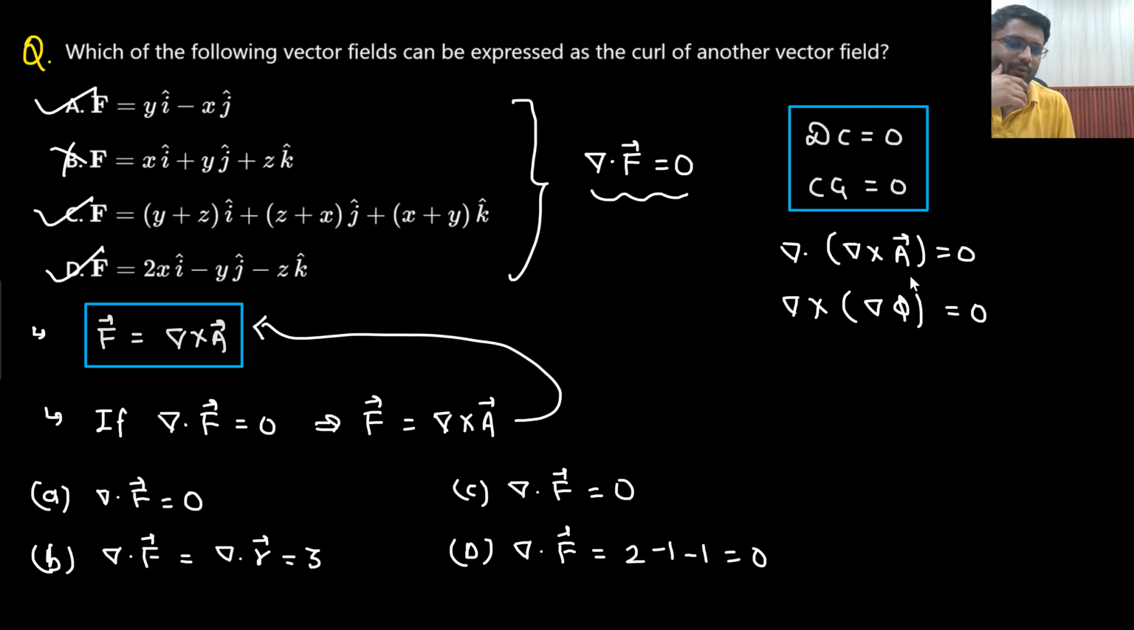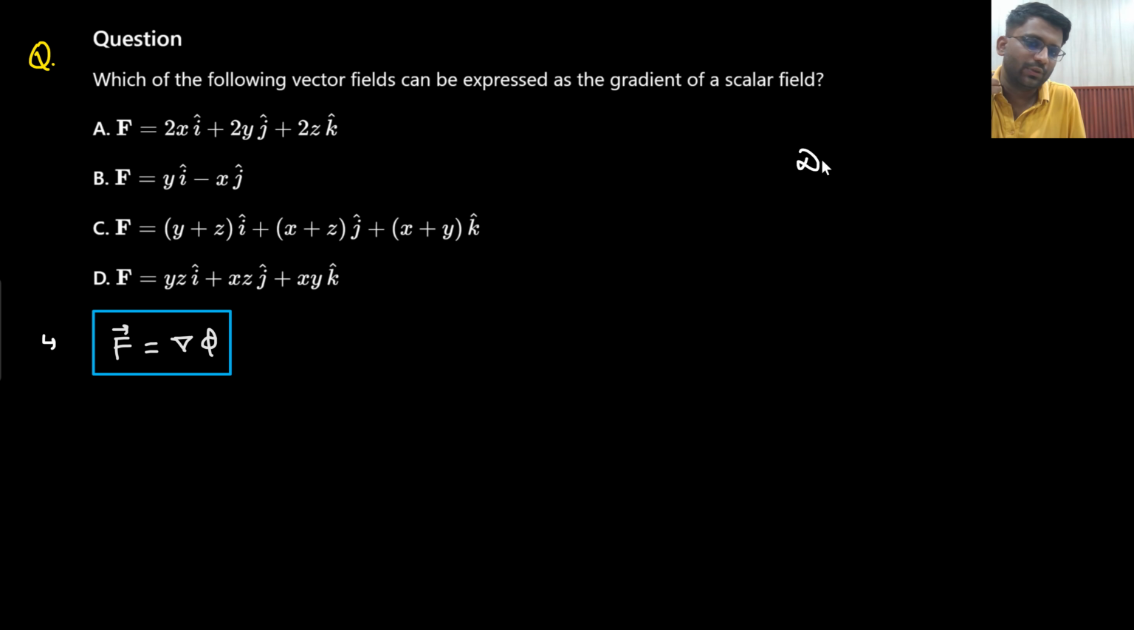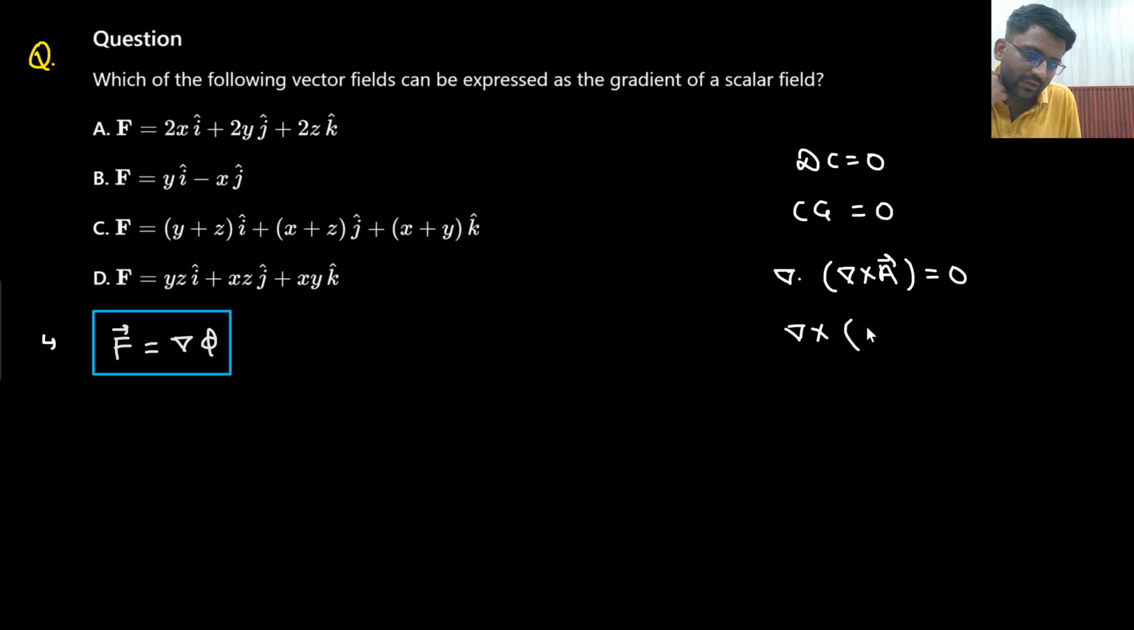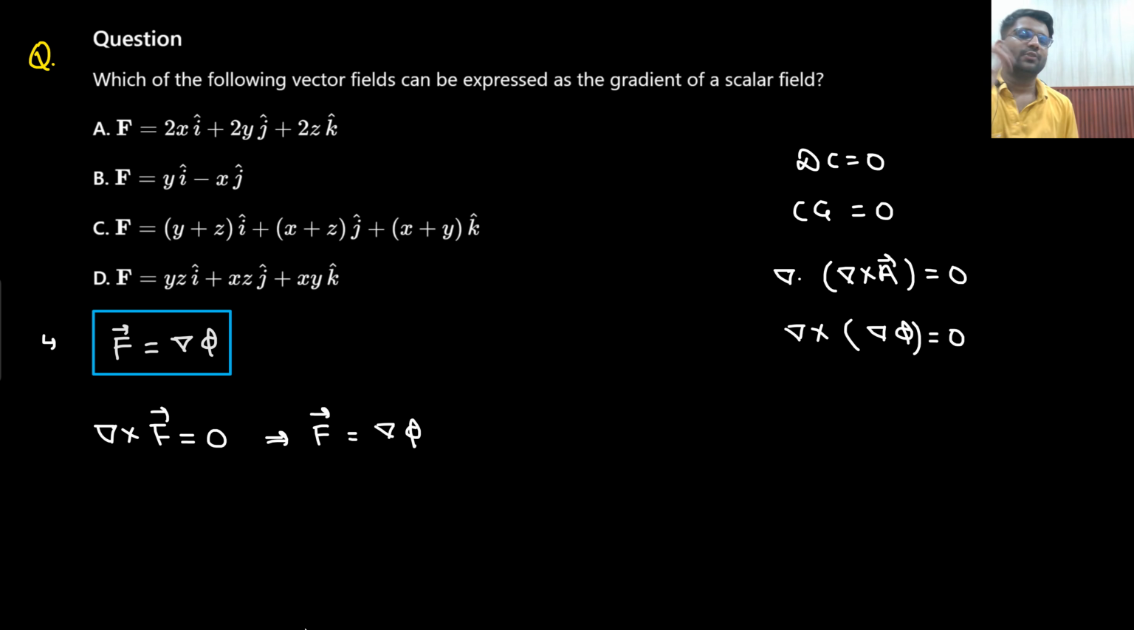What do I know? I know these two things: divergence of curl is 0, and curl of gradient is 0. So if my del cross f is 0, then you can say that f could be replaced with del phi.